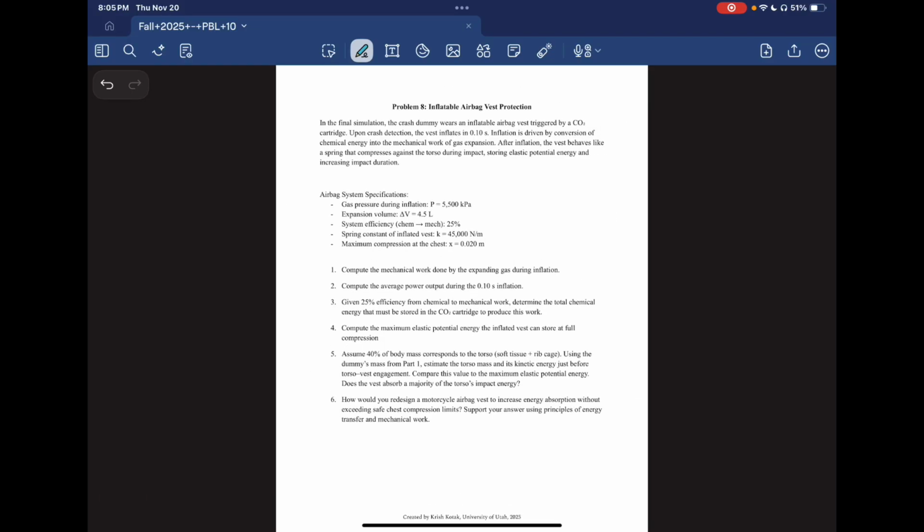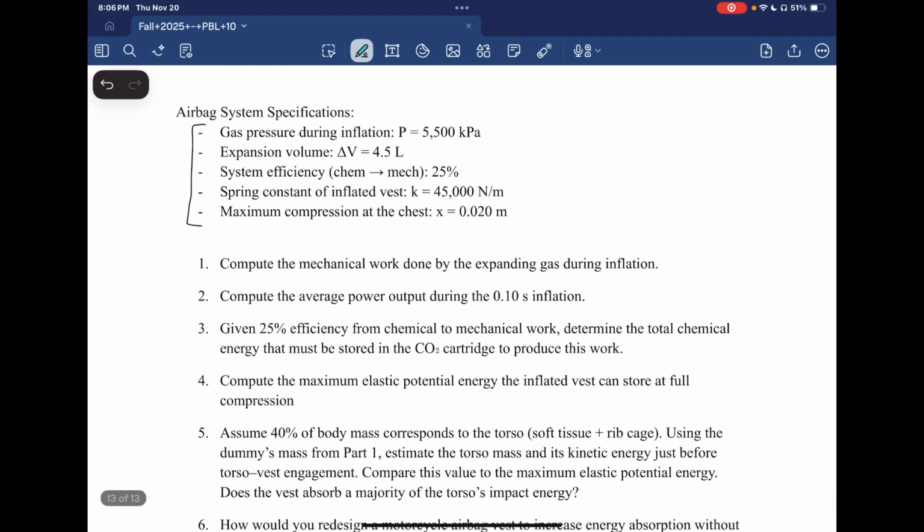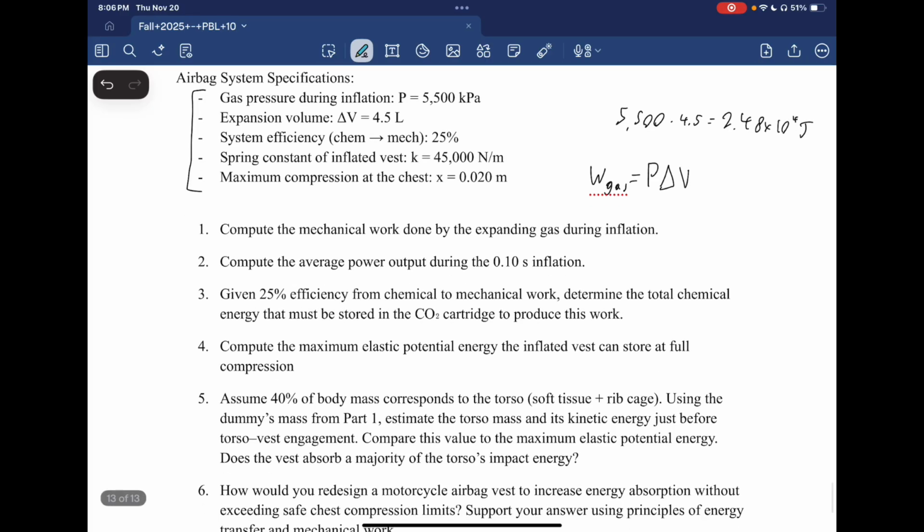So now our crash dummy is wearing an inflatable airbag on their torso, and all of our important information is already given here. So first question asks us to calculate the mechanical work done by the expanding gas during inflation. So work done by a gas is equal to the pressure times the change in volume. So we have 5,500 times 4.5, and this will equal 2.48 times 10 to the fourth joules.